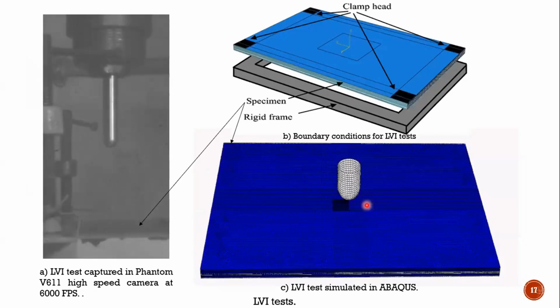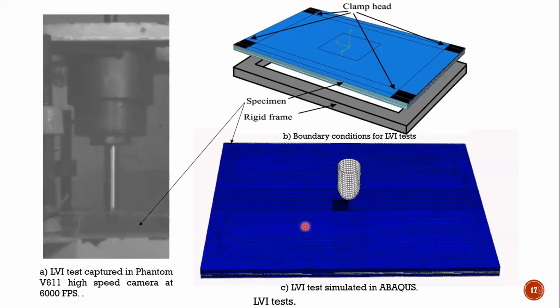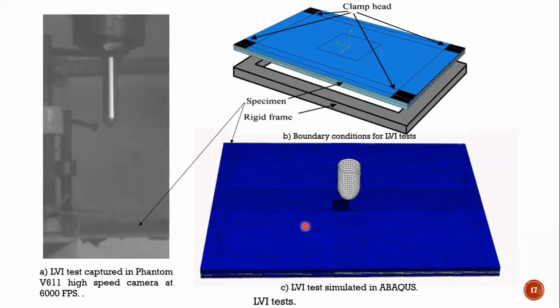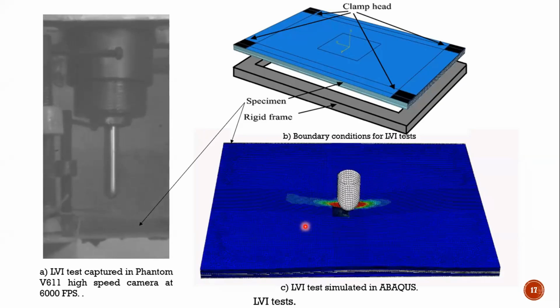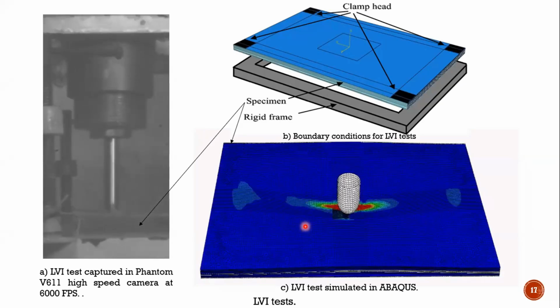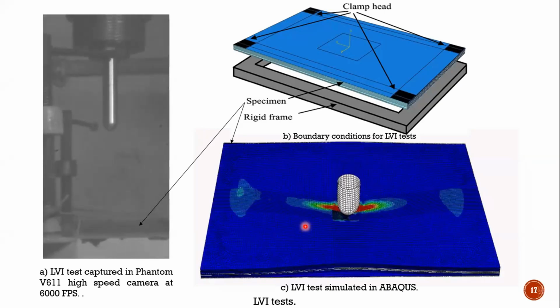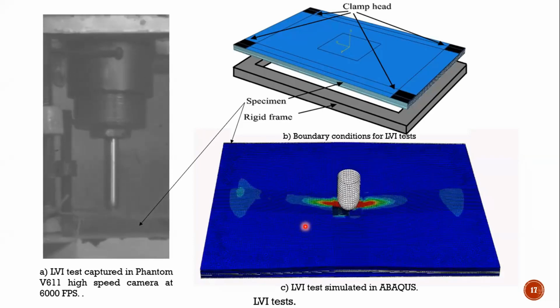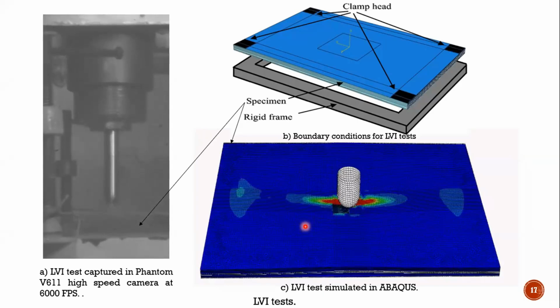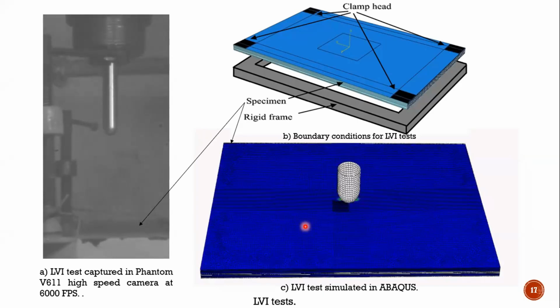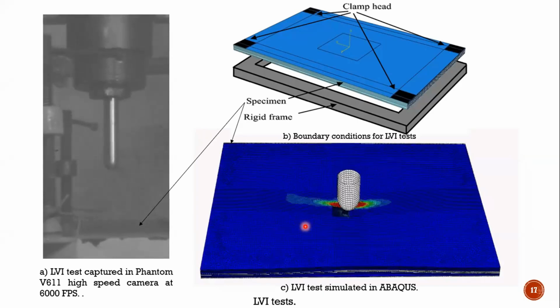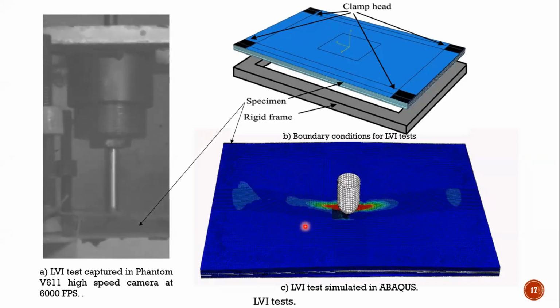If you see here, this is our low velocity impact test, captured by a high speed camera at 6000 fps, and we simulated the same in Abaqus. Here we created a geometry and a rigid impactor, and then we assigned properties to that impactor.